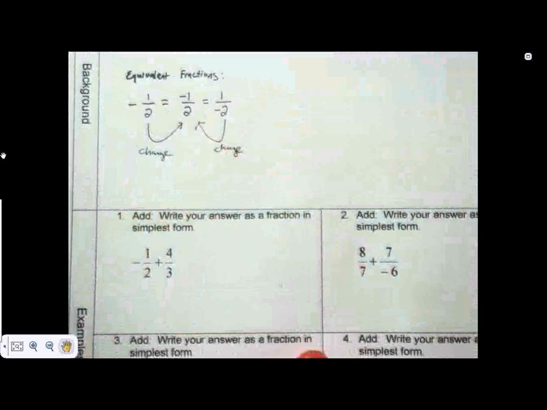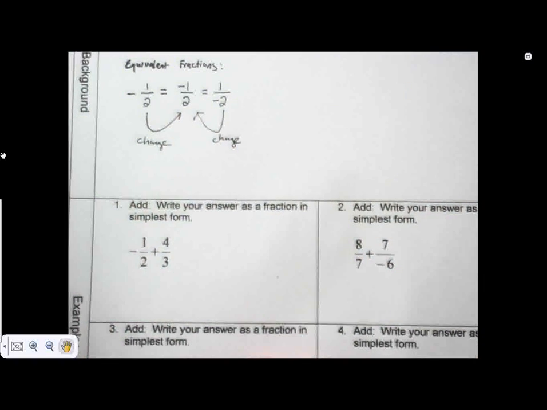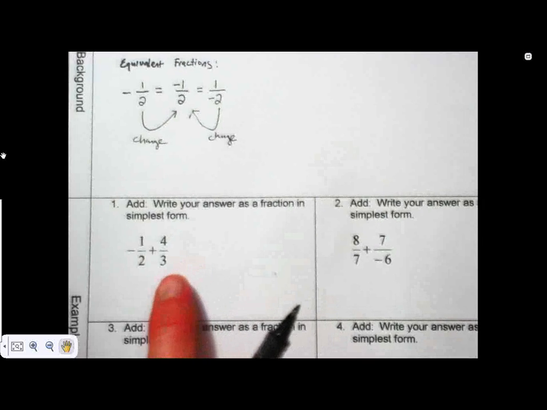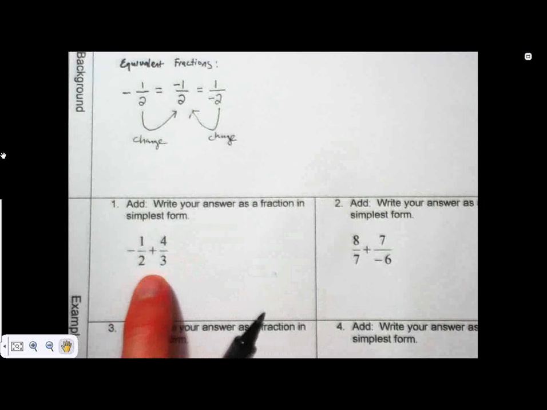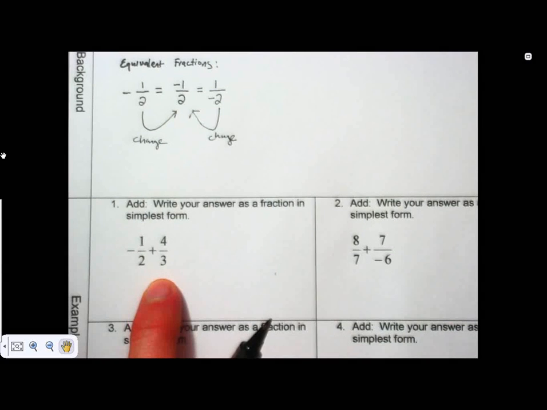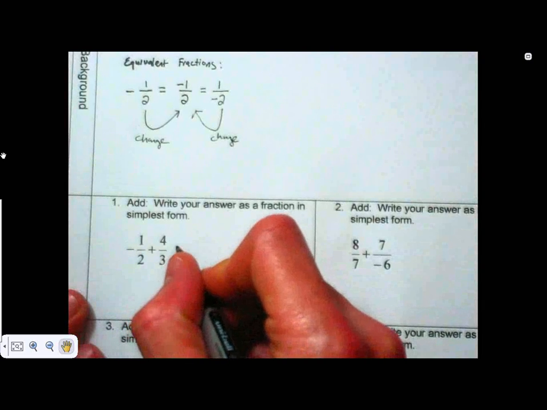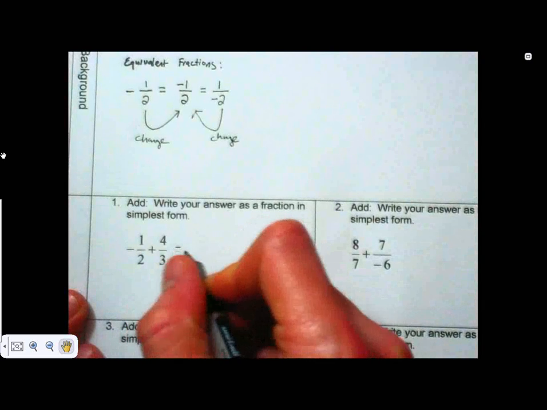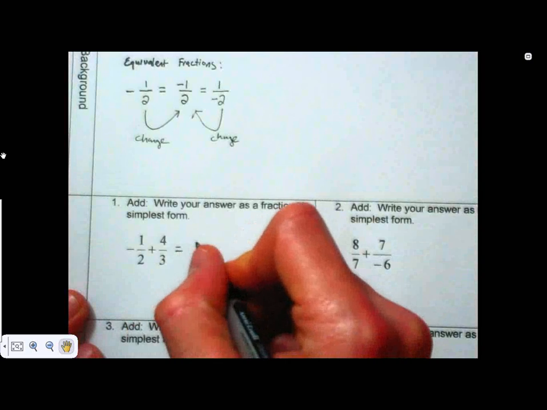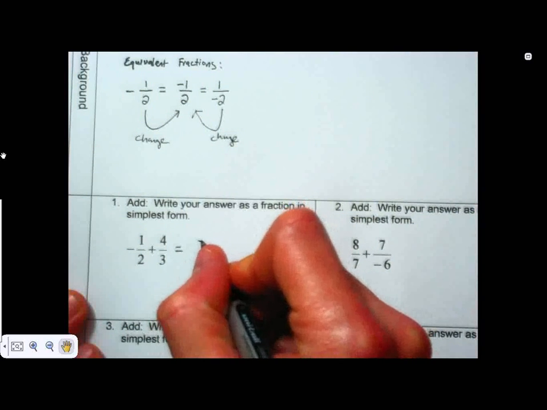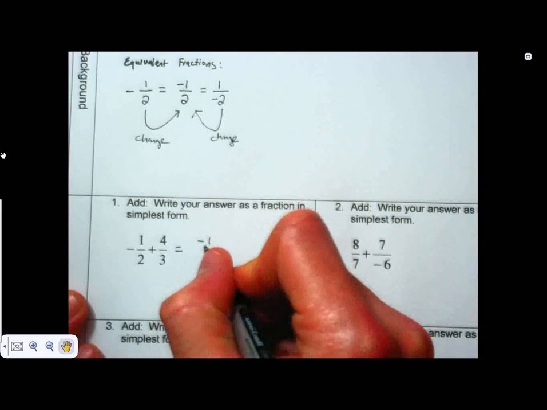Okay, so here are the steps for adding fractions that are both positive and negative. We're going to start with number 1 here. If you haven't had the chance to watch the video on just adding fractions with different denominators, make sure you go back and do that before you continue with this video. So our first step, again, is going to be to change the notation. So instead of having the negative sign in front, I'm going to sneak it upstairs with the 1.